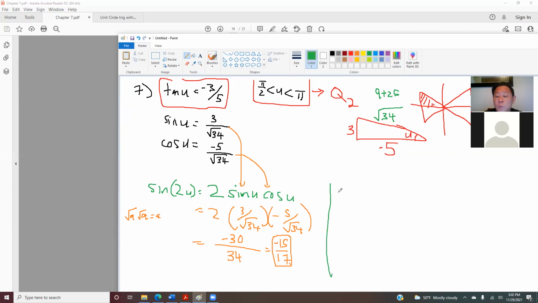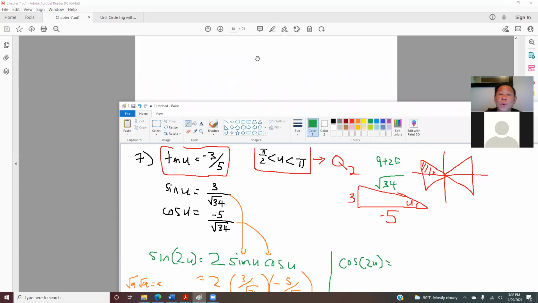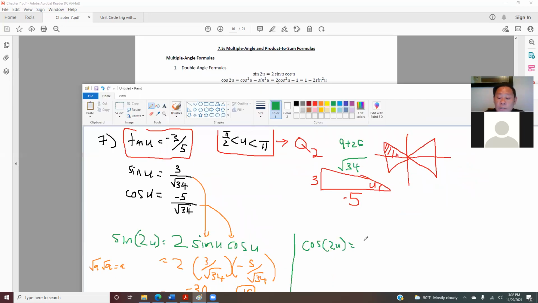The question also wants you to find cosine 2u. As you know, cosine has three formulas to use, and no matter which formula you pick, you still get back the same answer. So I'm going to use the first one, cosine squared u minus sine squared u. And yes, you can use the other two, it doesn't matter, it's the same.